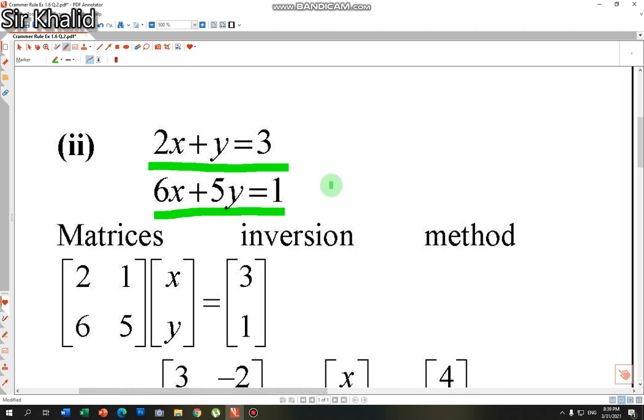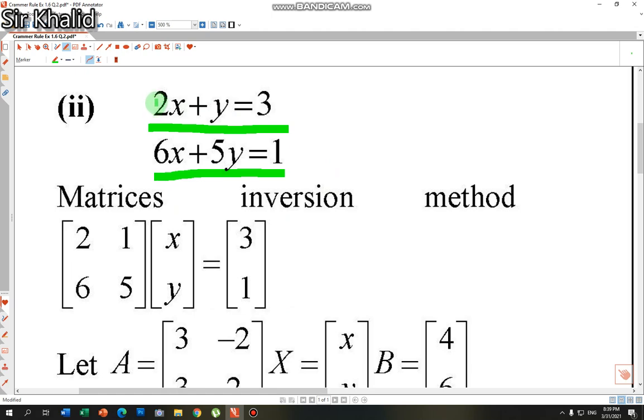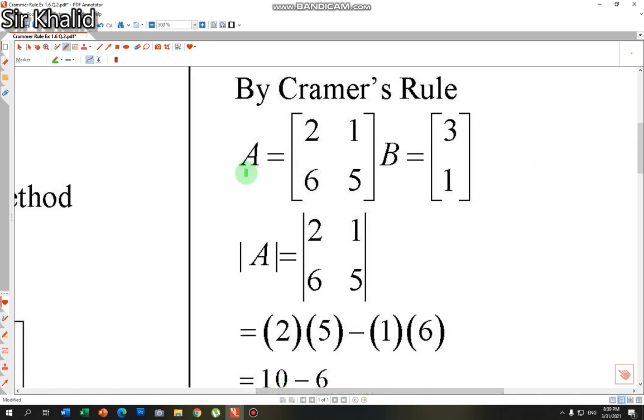Yesterday I told you how you can transform the coefficients of these variables into matrix form. Just the same, the matrix of coefficients for these variables is A = [2, 1; 6, 5] and B = [3; 1]. There is a little bit of difference in both the methods. Cramer's rule is a little bit easier because you have to perform very few steps to solve the equations.